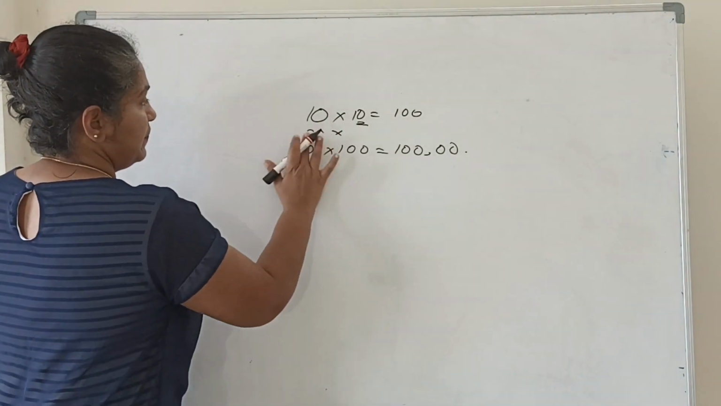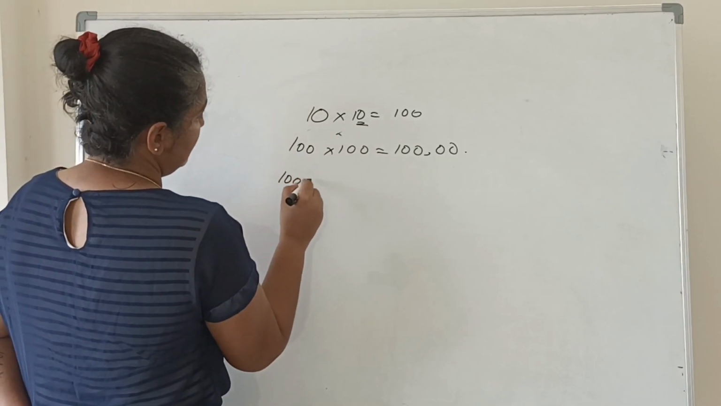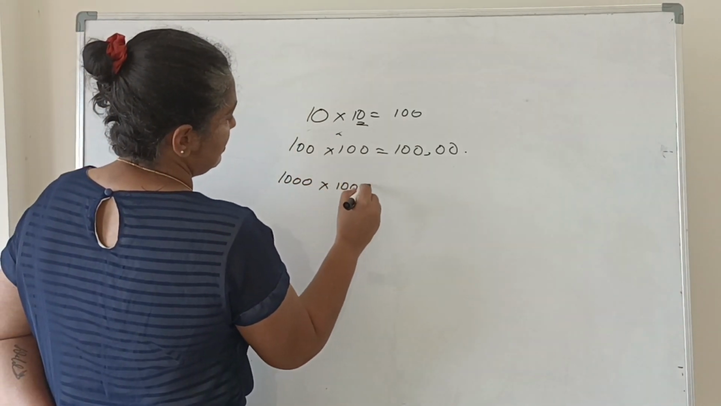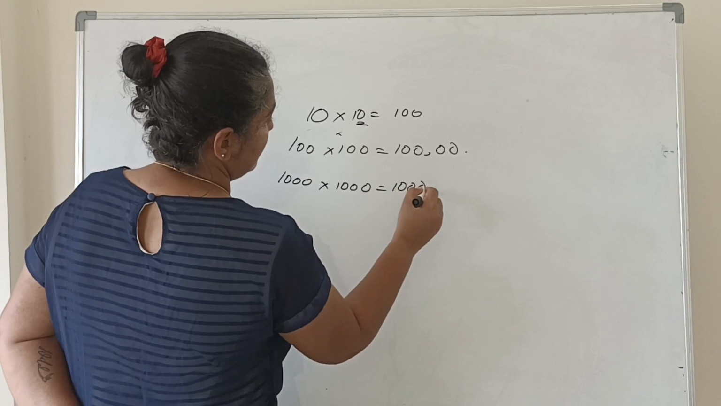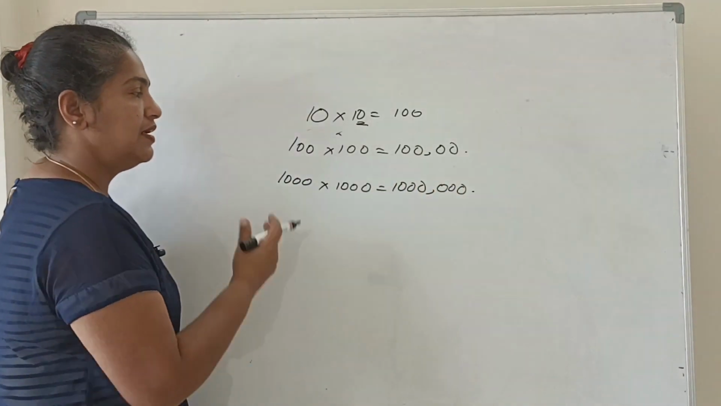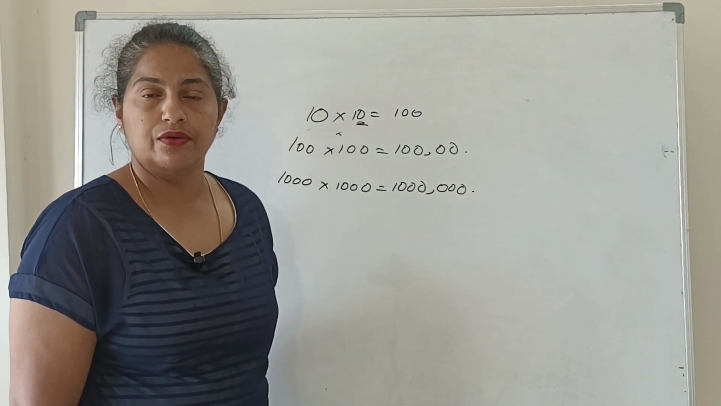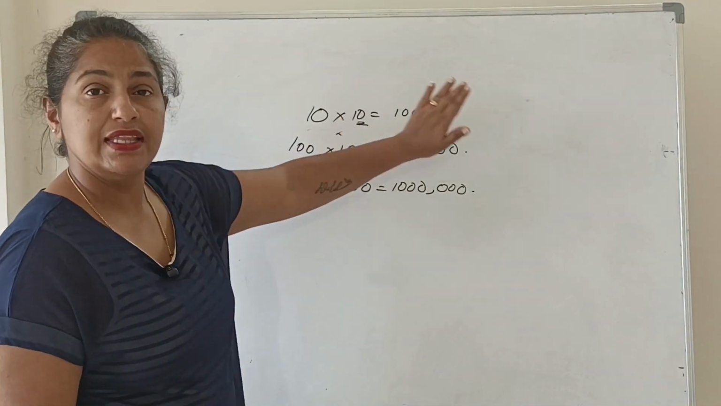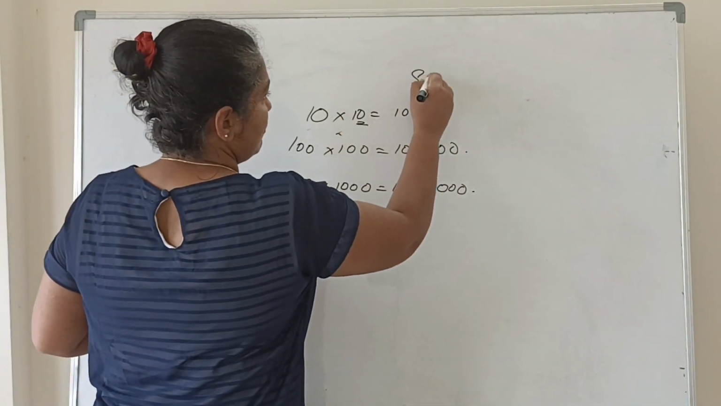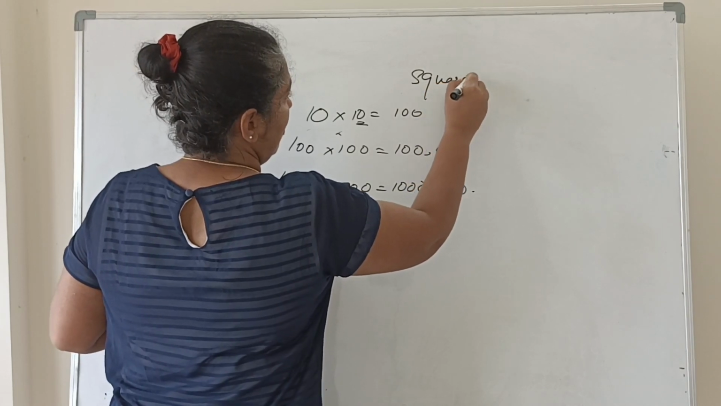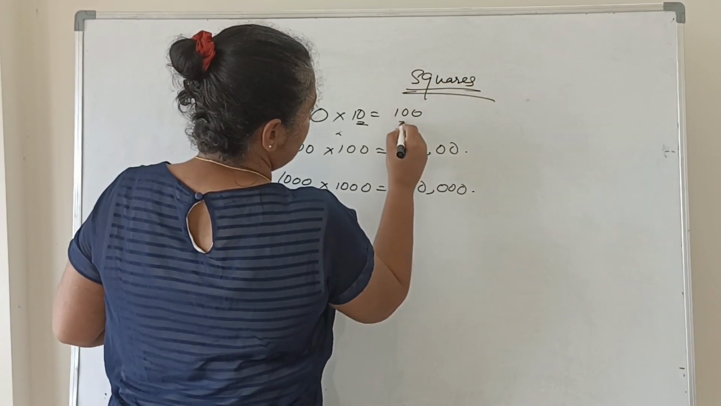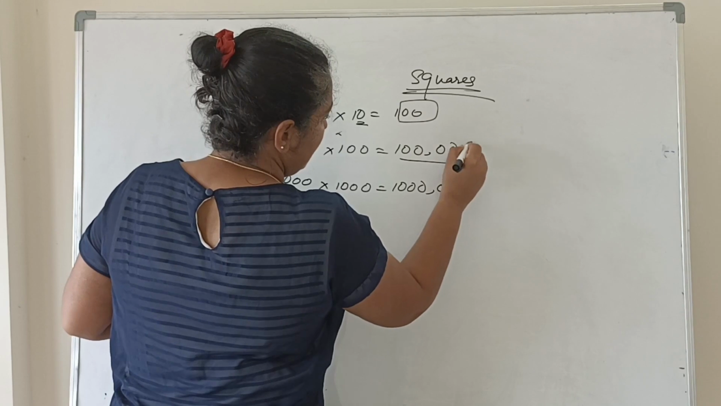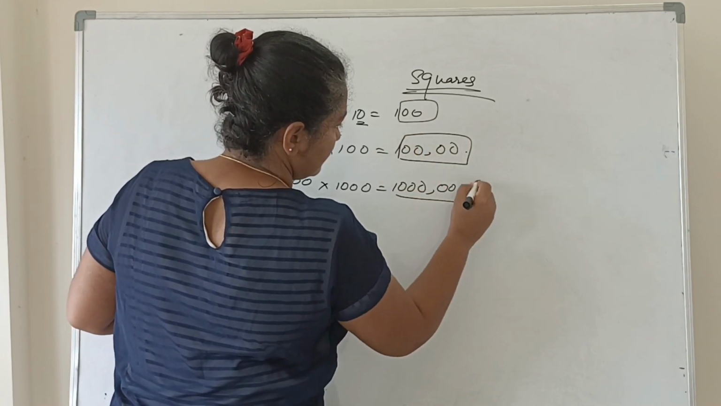Now the next one is 1000 multiplied with 1000 will give me, and the pattern goes on and on. What can you see from here? Look at these numbers, the answers. These are our squares. All these squares have got an even number of zeros.